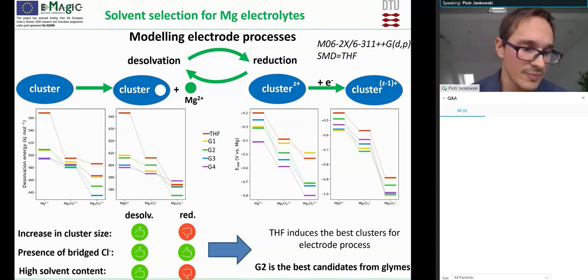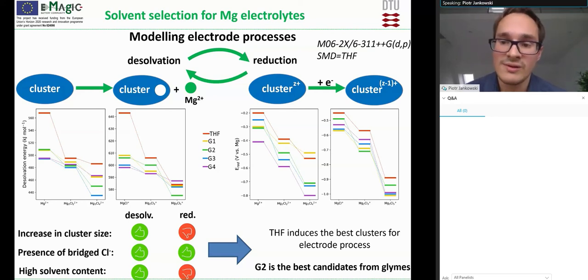A high solvent content also has a positive effect on desolvation, because if you have more solvent, the interaction between magnesium and chlorine gets weaker. Because of that, it's much easier to remove it. So based on that, we can see why THF is working so well, because it induces the best clusters that we can see. But if you want to go to some other solvent that is less volatile, diglyme is just the best candidate among the glymes.